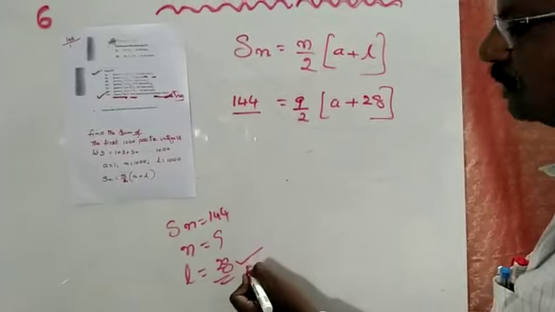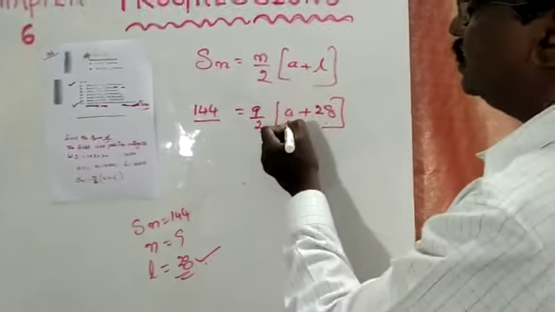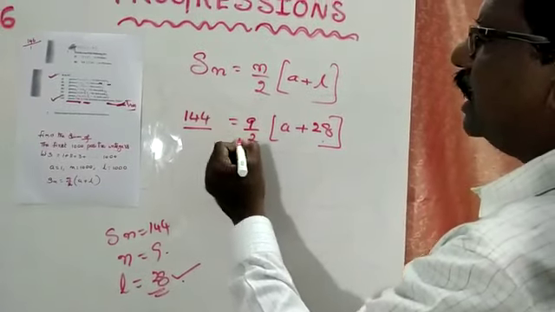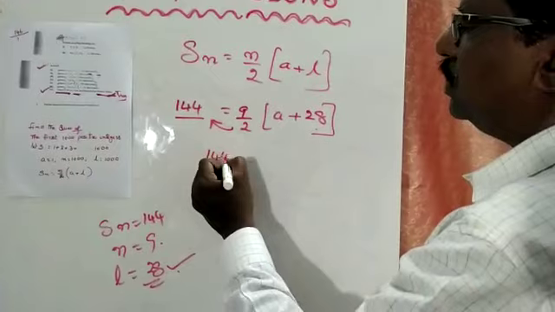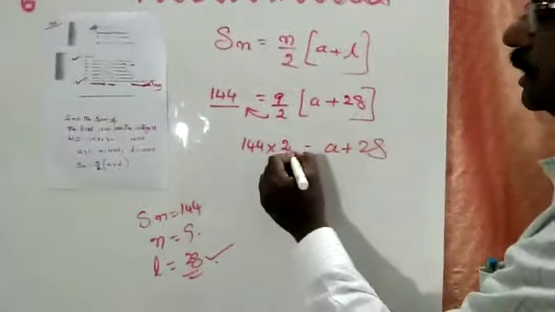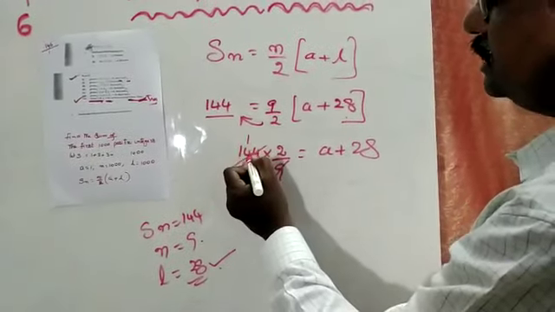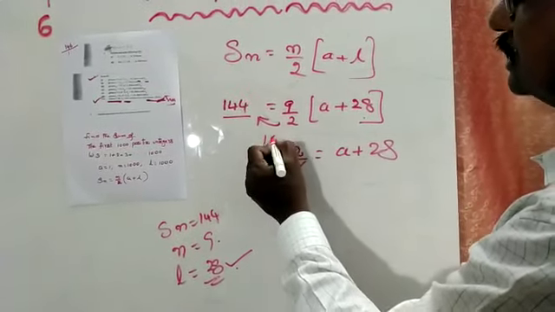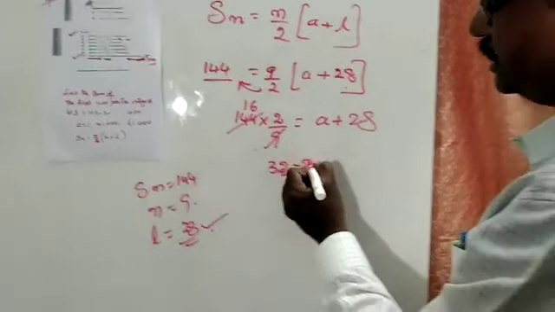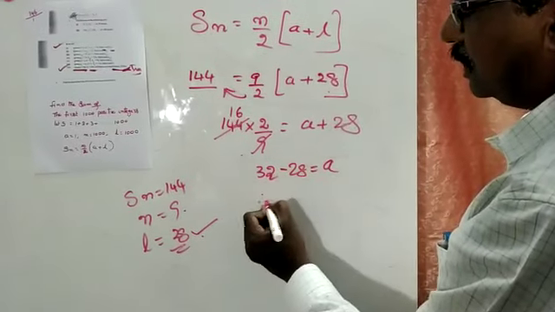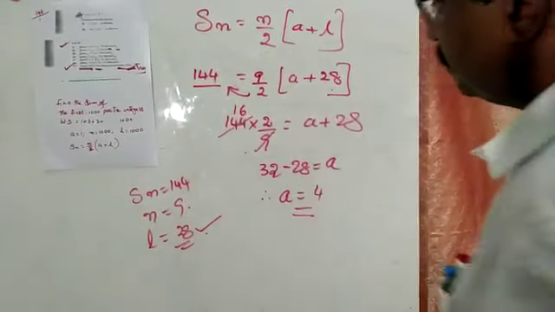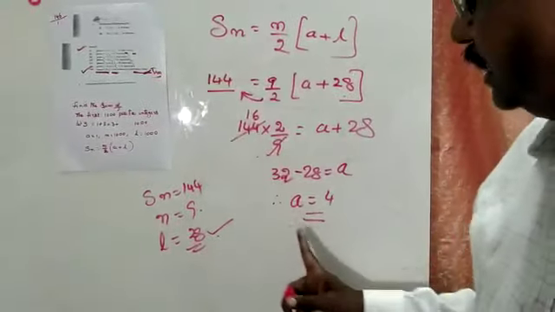So the last term, you know the value. L is equal to 28. I substitute SN is equal to 144. Take the cross multiplication here. 144 into 2 by 9 is equal to A plus 28. 9 will be cancelled. 1 9s are 9. 6 4 9s are 54. 6 2s are 32. Take this side, 28 minus 28 is equal to A. Therefore, A is equal to 24.